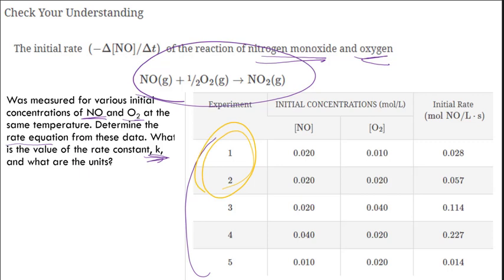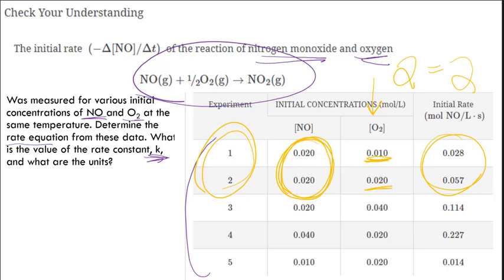Okay, let's look at experiments 1 and 2. I can see that by looking at 1 and 2, NO stayed the same. Great. While it stayed the same, let's analyze what happened to oxygen. Oxygen's concentration went from 0.01 to 0.02, so oxygen's concentration doubled. What happened to the rate when we doubled oxygen's concentration, going from 0.028 to 0.057? Well, I can't do that in my head, so I'm going to use a calculator and do 0.057 divided by 0.028, and that is doubling my rate. So 2 raised to the 1, that'd be a first order reaction for oxygen.